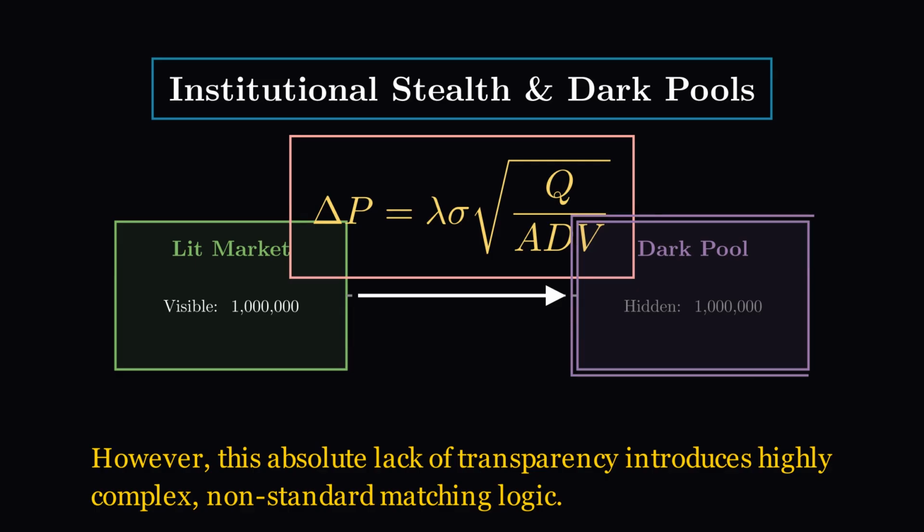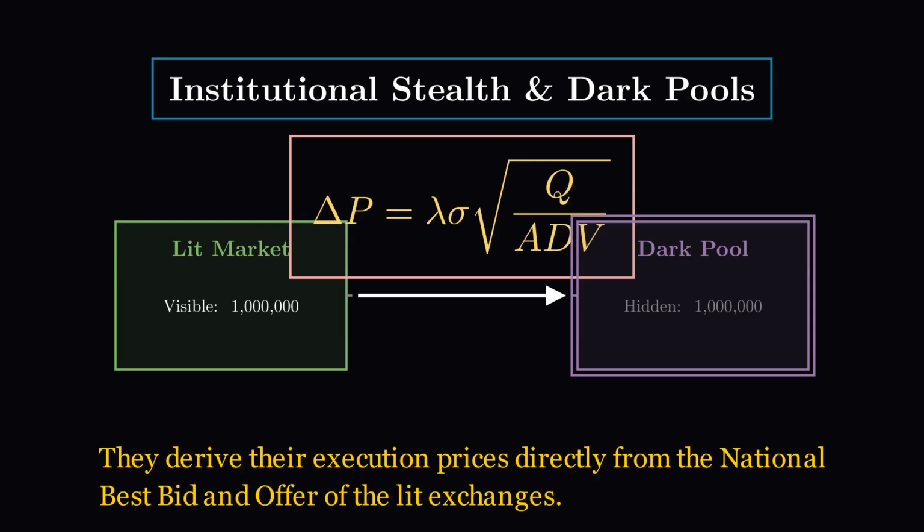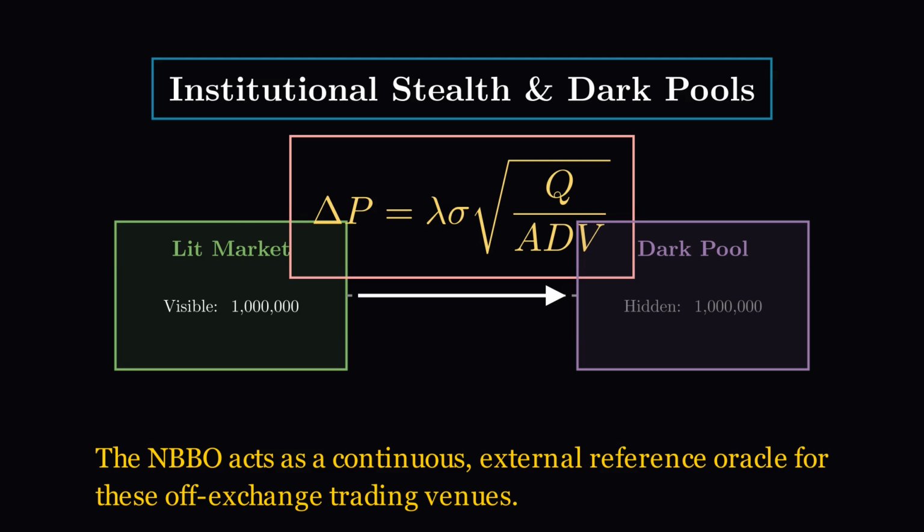However, this absolute lack of transparency introduces highly complex, non-standard matching logic. Instead of traditional price-time priority, dark pools often rely on continuous midpoint pegging. They derive their execution prices directly from the national best bid and offer of the lit exchanges. The NBBO acts as a continuous, external reference oracle for these off-exchange trading venues.